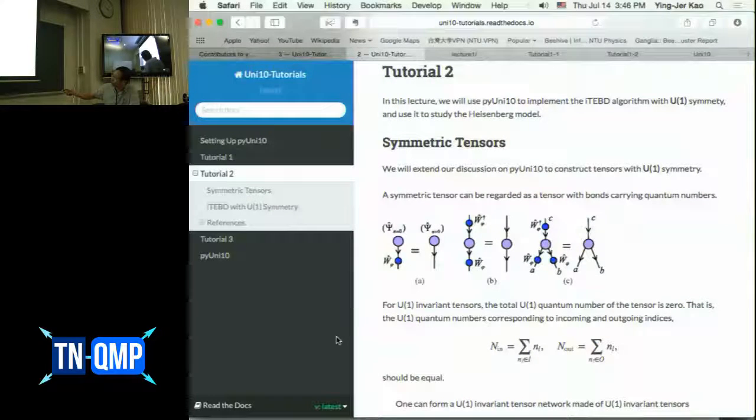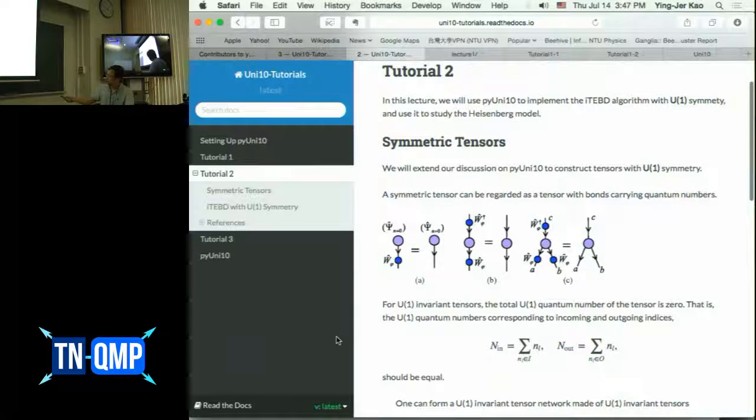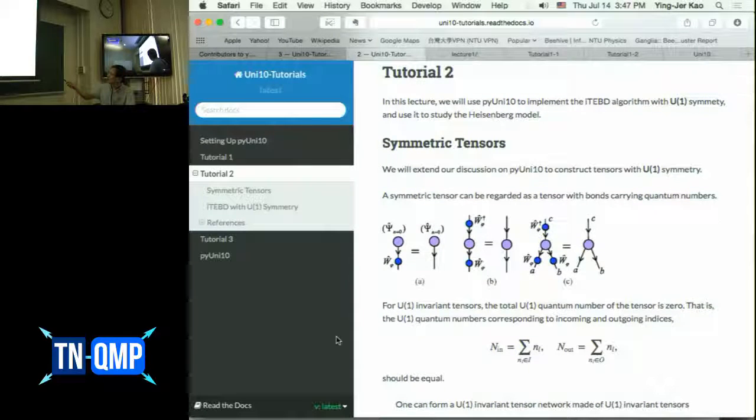Okay. So for the U1 case, you need to define a direction, because this is how you define the sign of your charge. And the symmetric tensor basically says that if I have a U1 symmetry, the total incoming charge will be the same as the total outgoing charge. This is what it means by symmetry.